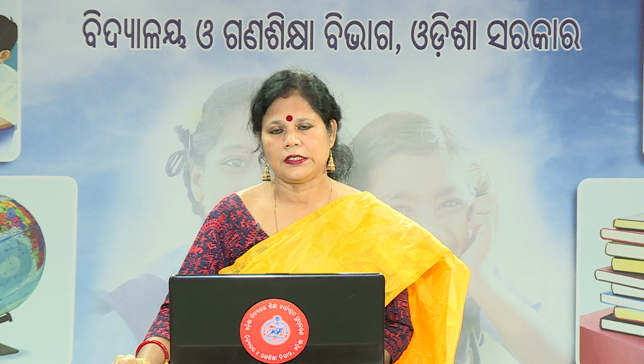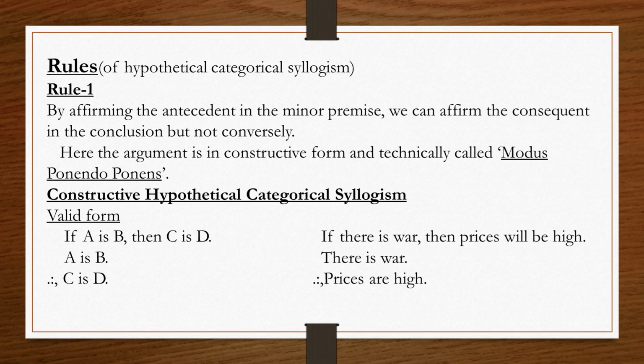If there is war, then prices will be high. This is your major premise. There is war is your antecedent and prices will be high is your consequent. Now we will affirm the antecedent in the minor premise.